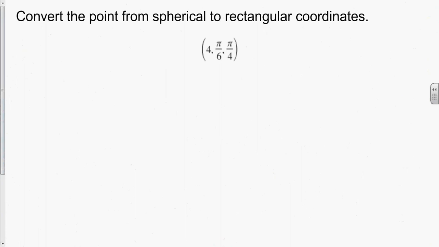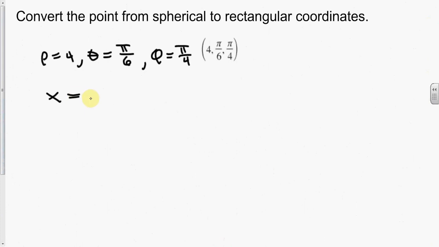Convert this point from spherical to rectangular coordinates. Didn't bring my printout. If it's spherical, that means rho is given to be 4, theta is given here as the middle term, pi over 6, and phi is pi over 4. So you want to find x, y, and z.